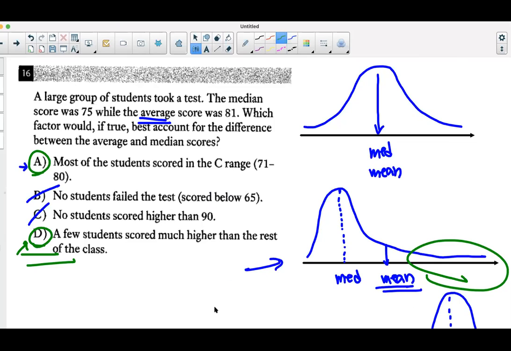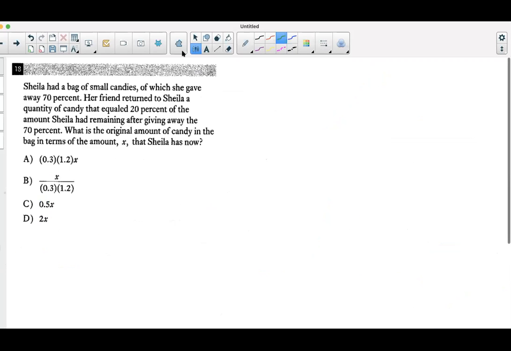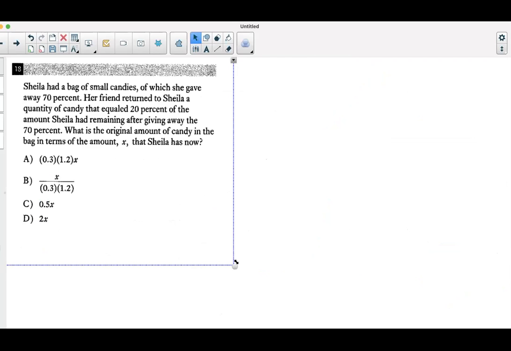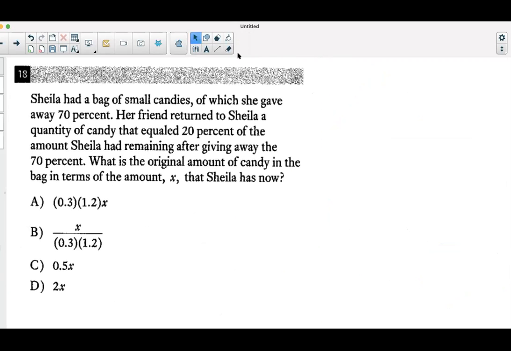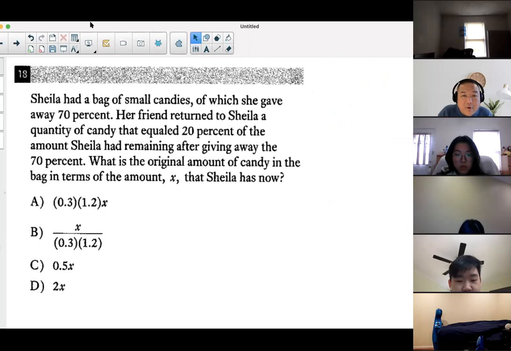Number 18 is the next one. All right, guys. How's my voice? Is my voice quality okay so far? Yeah. Okay. I didn't become robotic yet. Okay. Good. Good. Good. All right.